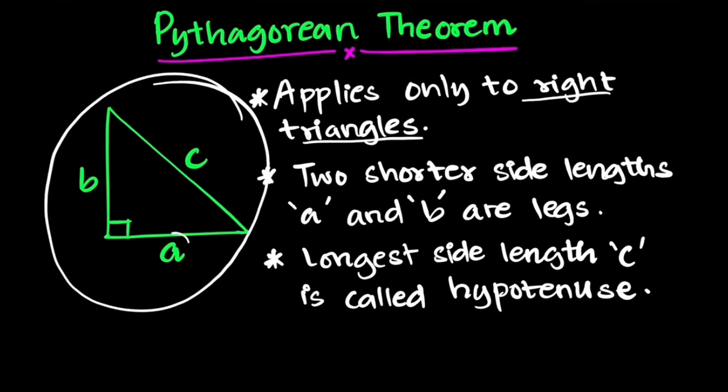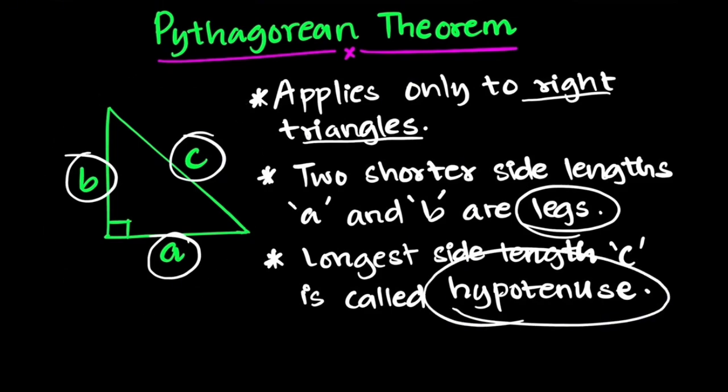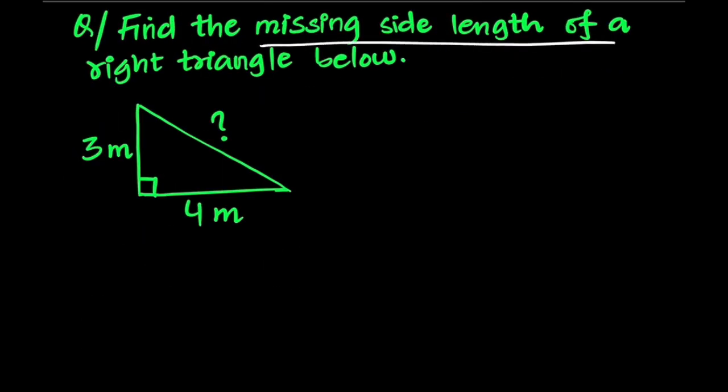The two shorter side lengths, A and B, are known as the legs of the right triangle, while the longest side length, denoted by C, is known as the hypotenuse. According to the Pythagorean theorem, A square plus B square is equal to C square, which means that the sum of the squares of the two shorter side lengths is equal to the square of the hypotenuse. Now let's look at this problem, which says find the missing side length of the right triangle below.